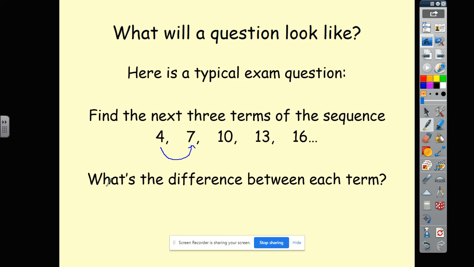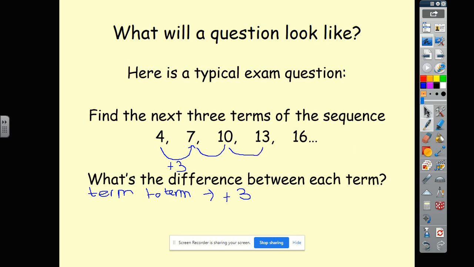So if it uses that word, term-to-term, so term to term. It's really hard to write in this pen. So term-to-term. What would we say we've just done here? Well, we've added 3, okay? So we would say that our term-to-term rule, we would write add, I'm just going to write the plus sign there, 3. Okay, and you can see that happens every time. So from 7 to 10, we've added 3. From 10 to 13, we've added 3.